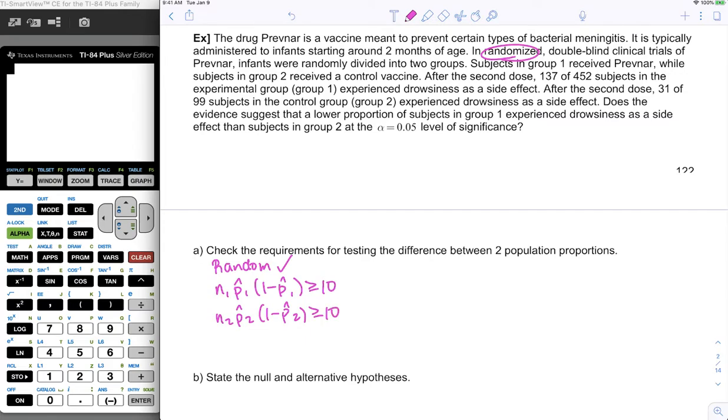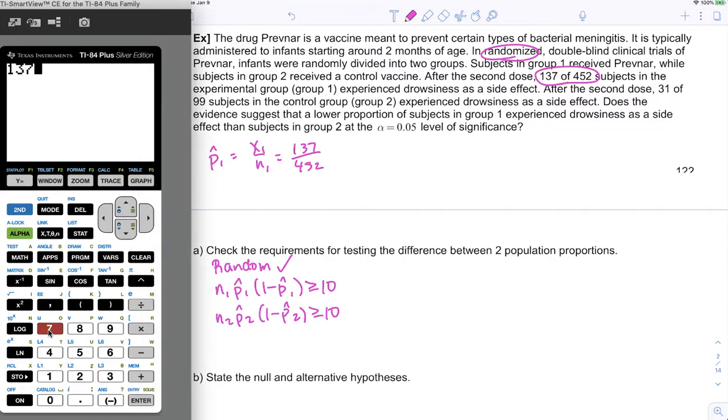So let's go ahead and make some notes up here. p hat 1 will be x1 over n1. And we got that group 1 right here. So 137 out of 452 of the infants experienced drowsiness. So let's get a value for that. 137 divided by 452. So p hat 1 is about 0.303.